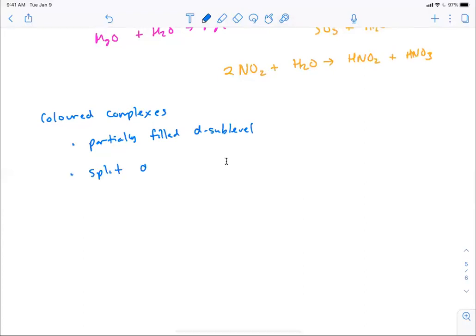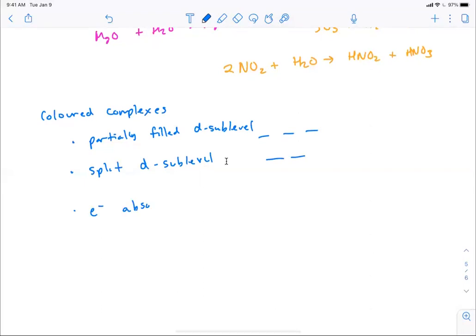There is a split D sublevel, okay? Where the 5 orbitals now become slightly different in energy. So there is a difference in energy now between the 5 orbitals in the sublevel.